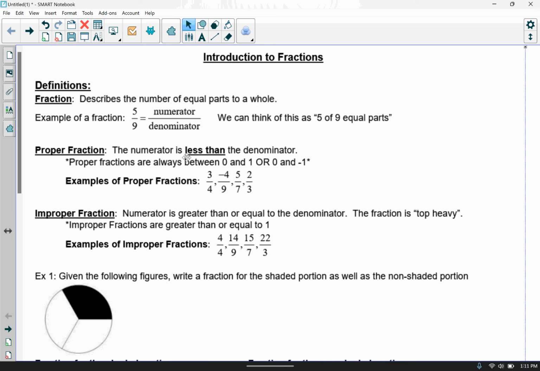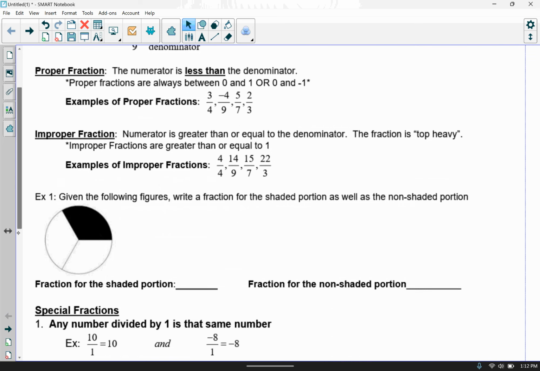Proper fractions are where the numerator is less than the denominator, but proper fractions are always between 0 and 1, okay, or 0 and -1. Some examples of proper fractions: 3/4, -4/9, and so on, but you can see in all of these cases, the top number is smaller than the bottom number. Your numerator is smaller than your denominator.